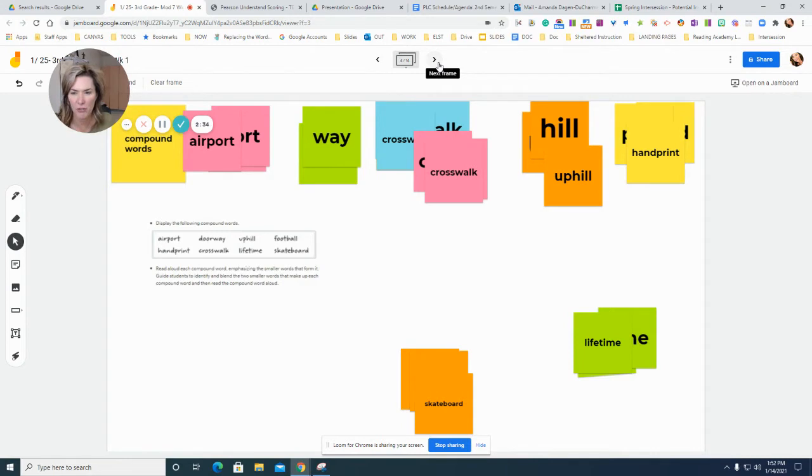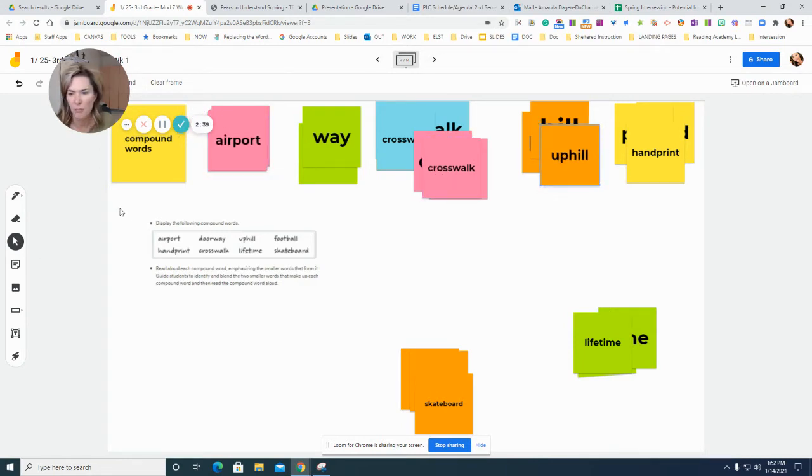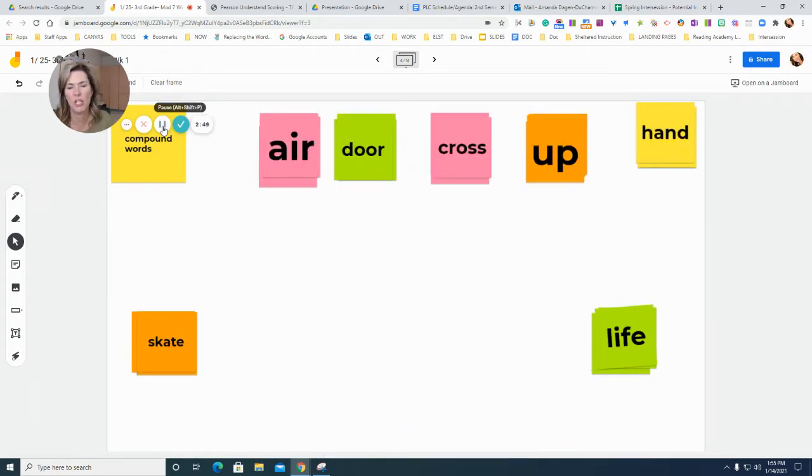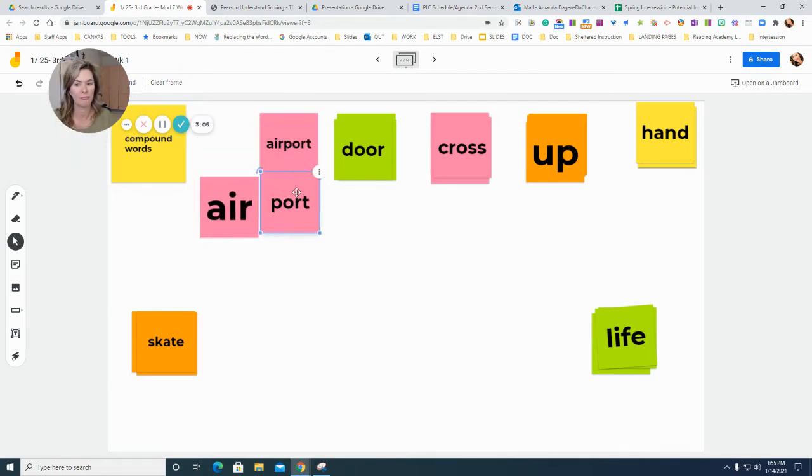So I have a bunch of compound words here today that we're going to put together. I'm going to show you the two small words, and then we're going to put them together to form the compound word. So here's the first one. I'll say it and then you say it. Air, port, airport. Good.